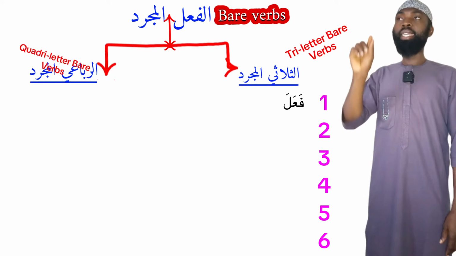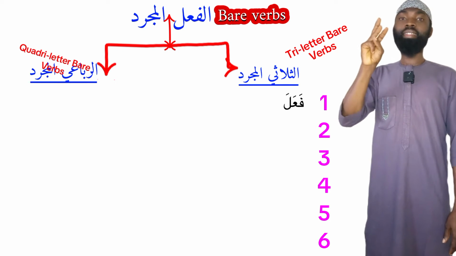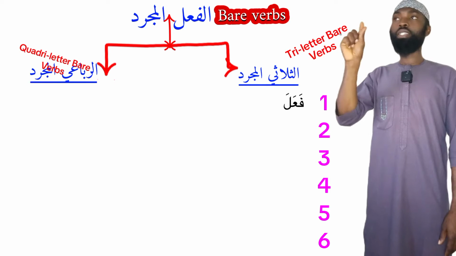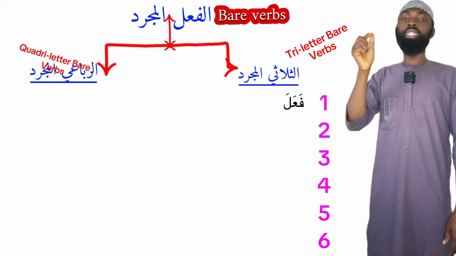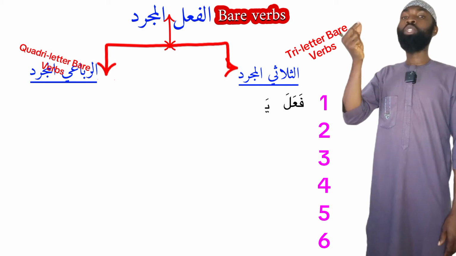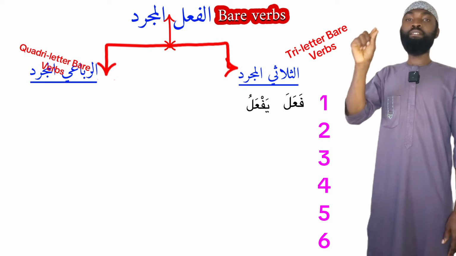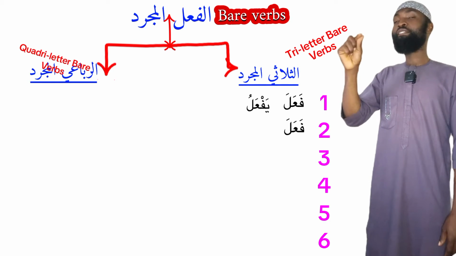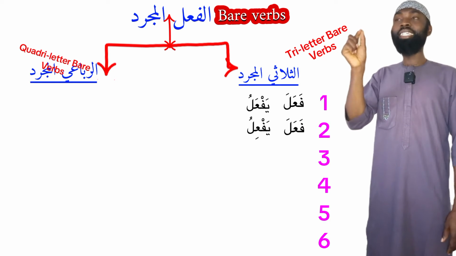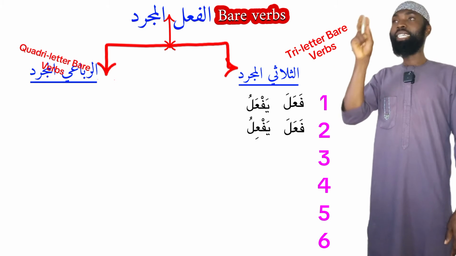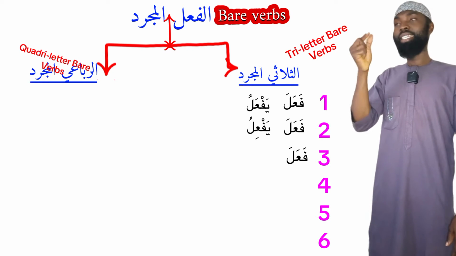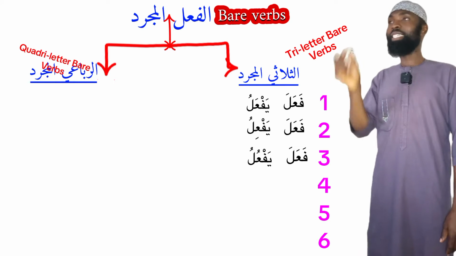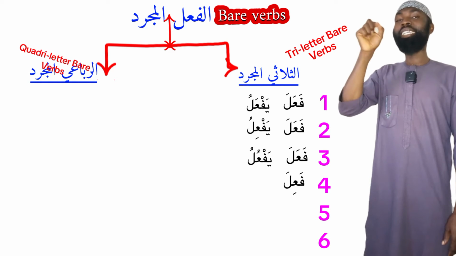This fa'ala, in the present tense, has 3 categories. The first fa'ala, then the present tense will be yaf'alu. Then the second, we have fa'ala, but we have yaf'ilu. We can see the ayin has changed here, yaf'ilu. Then the third, we have fa'ala, then we have yaf'ulu.